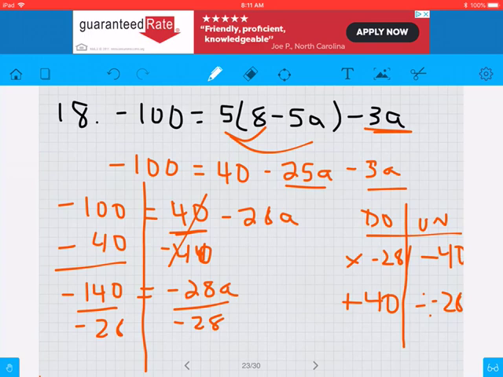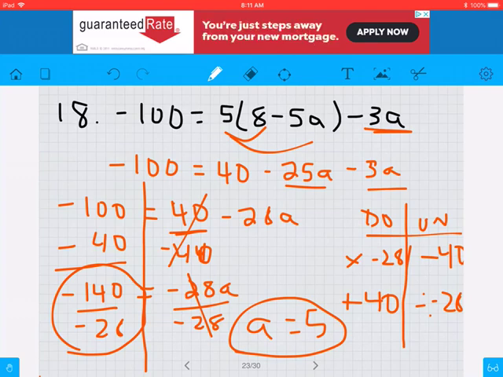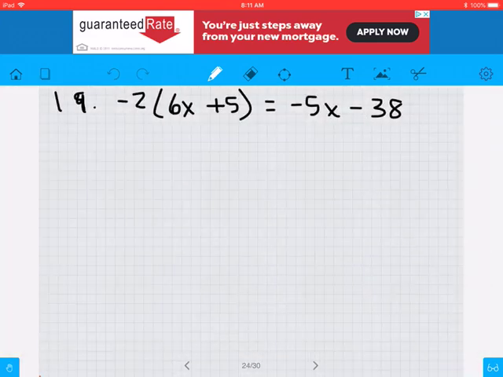These 28s are going to cancel over here, so I'm just left with a equals on that side. And then 140 divided by negative 28 is going to give me a positive 5, because negative divided by negative gives me a positive. Any questions? Again, just send them to your teacher, and your teacher can send them on to me.